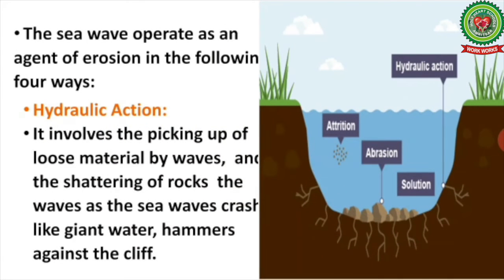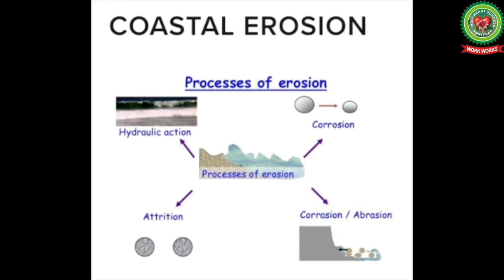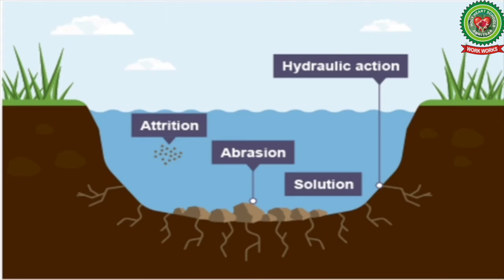The sea waves operate as an agent of erosion in the following four ways. Number 1, hydraulic action. Number 2, attrition. Number 3, abrasion or corrosion. And number 4, solution. The first is hydraulic action.